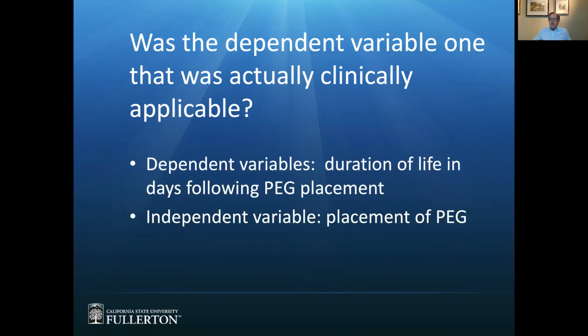Was the dependent variable one that was actually clinically applicable? The dependent variable in the study was duration of life in days following the PEG placement. So they had put the PEG in, and then they measured how many days they survived. And the independent variable, of course, was the placement of the PEG.